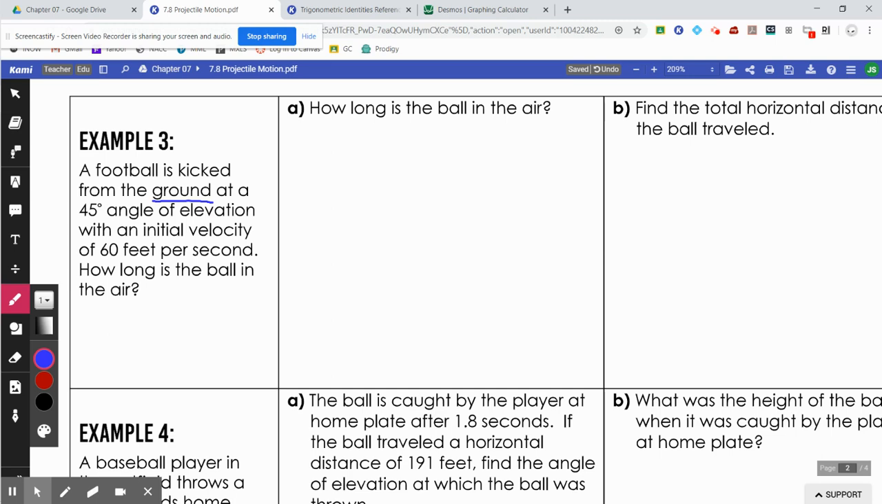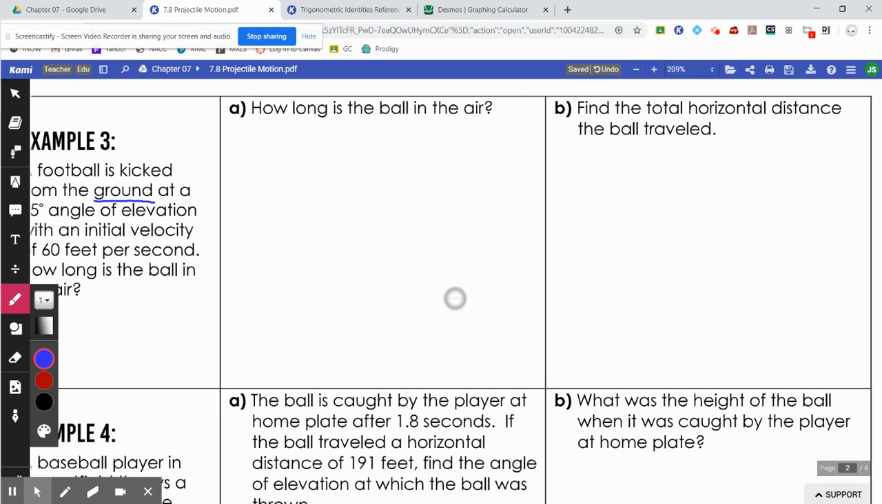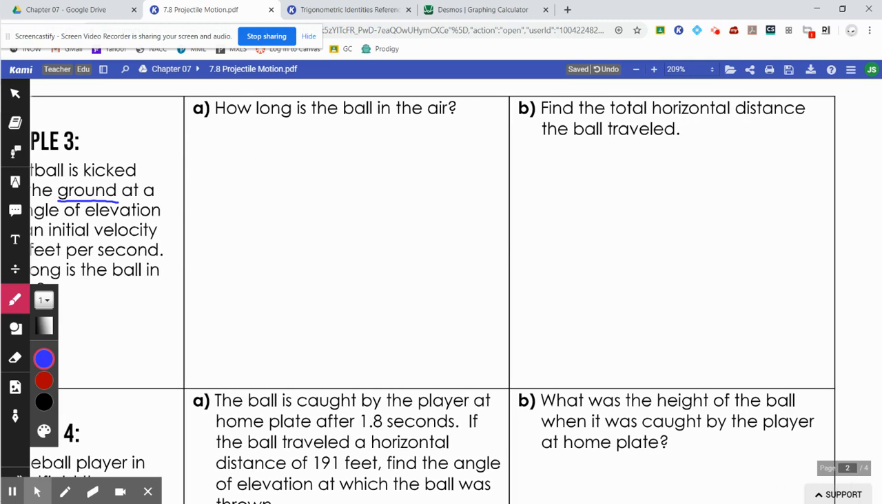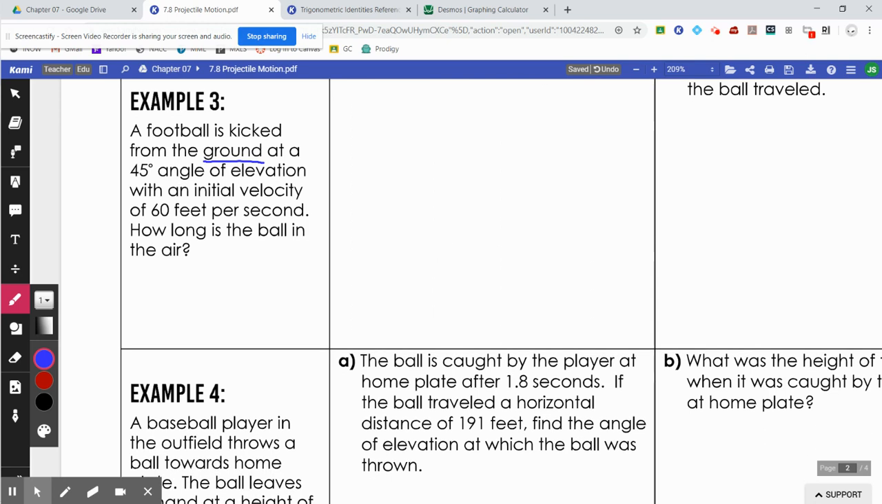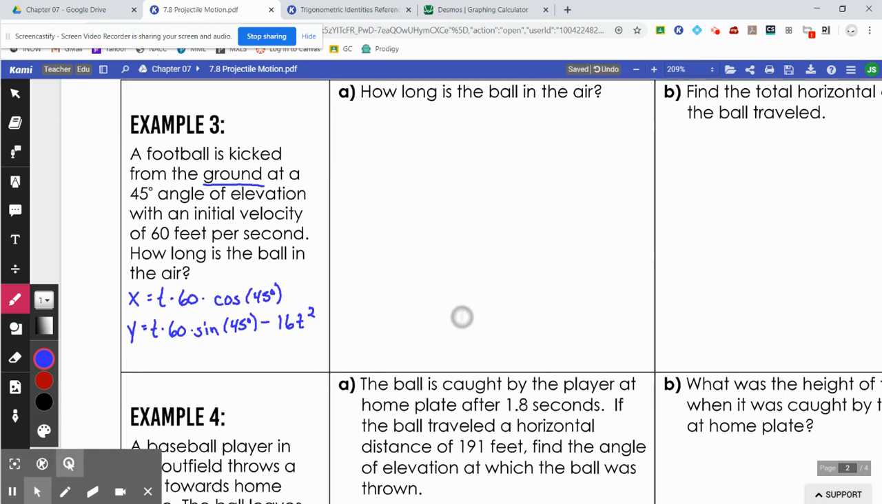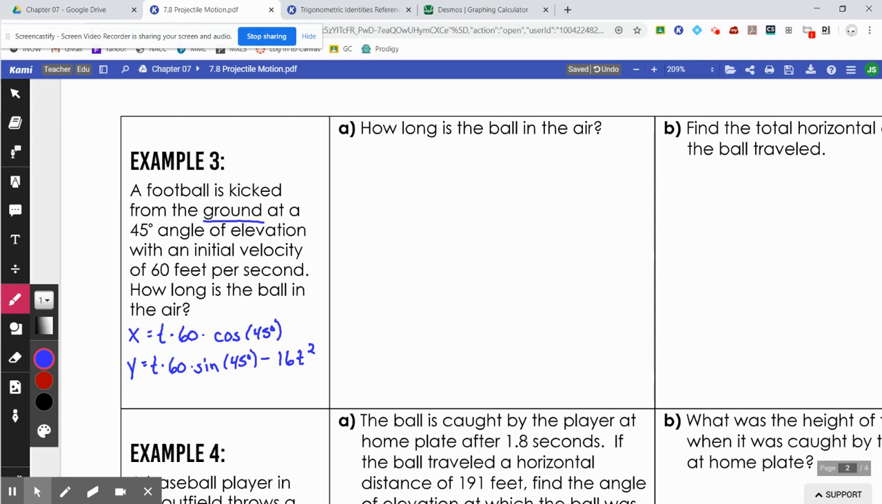Since we're talking about how long is the ball in the air, and we are going to find the horizontal distance over here, let's go ahead and find our x equations and y equations. And I'm just going to write these right here. I'm just going to go ahead and plug in all the values for you. And there they are. So how long is the ball in the air?